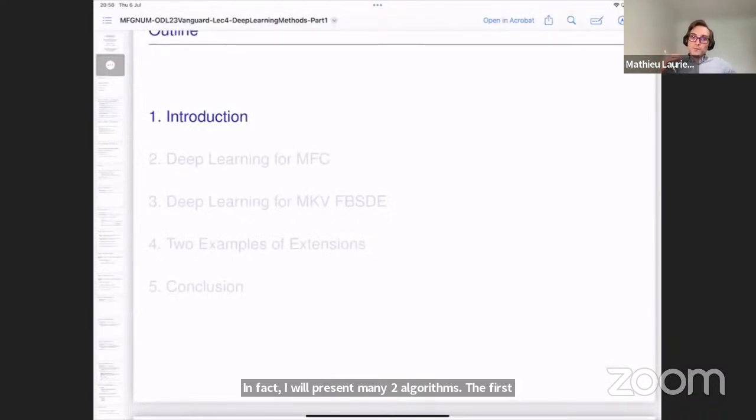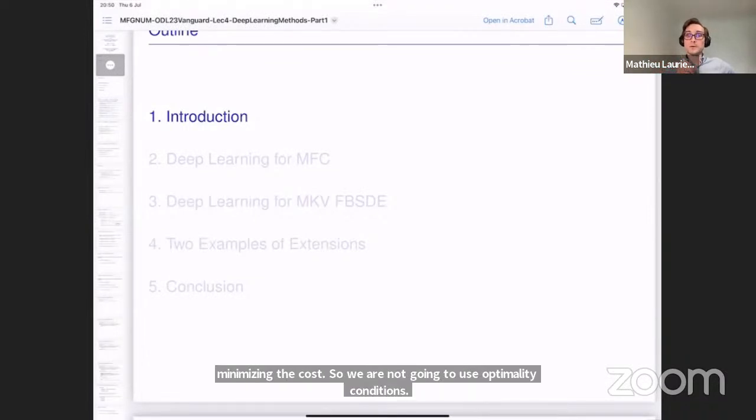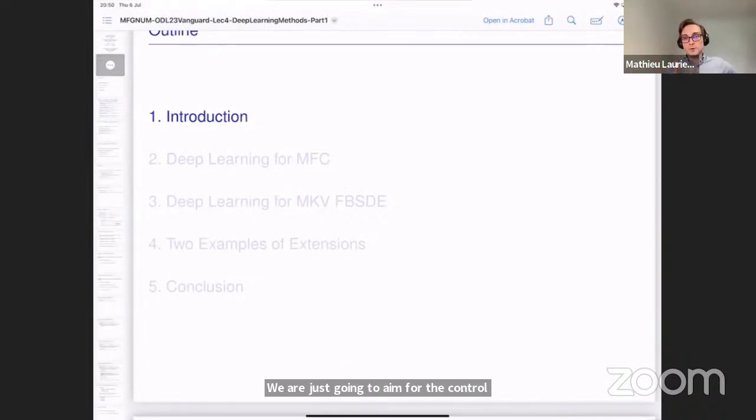The first one is really for mean field control, and the idea will be to just parameterize the control as a neural network and try to learn this control by minimizing the cost. So we are not going to use optimality conditions. We are just going to aim for the control directly. And this is suitable for mean field control, but not really for mean field game, which is a fixed point problem, or at least it's not so straightforward.